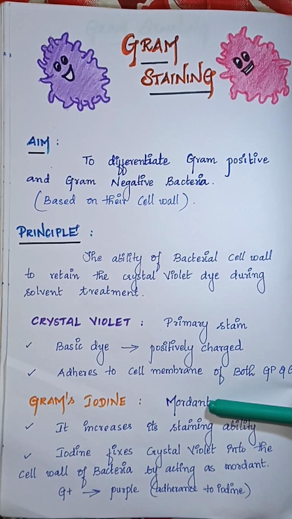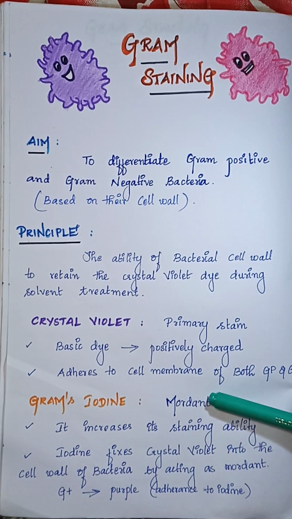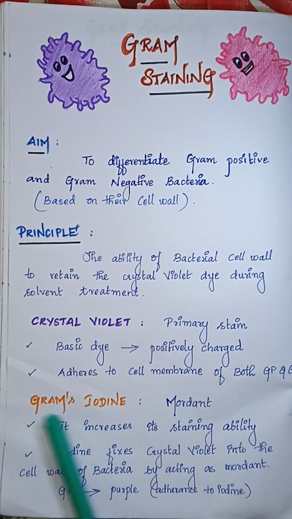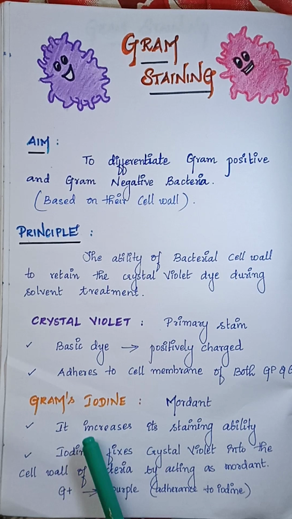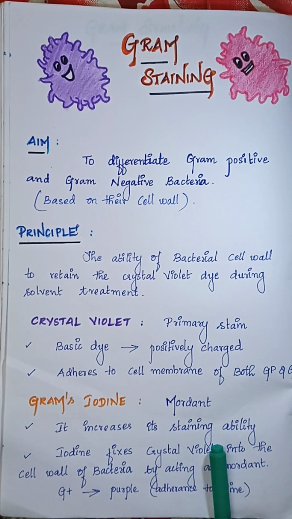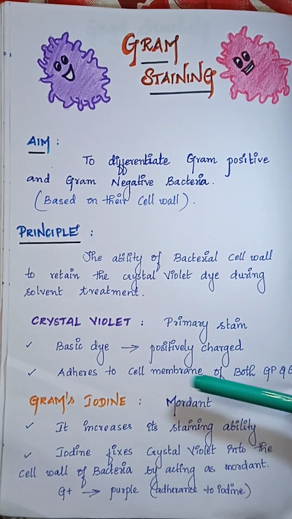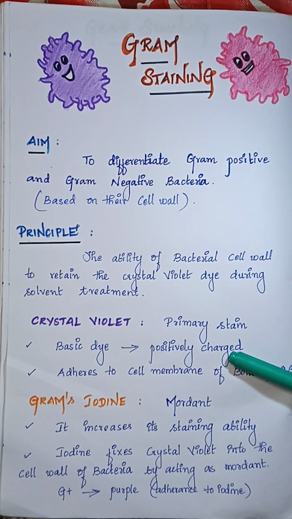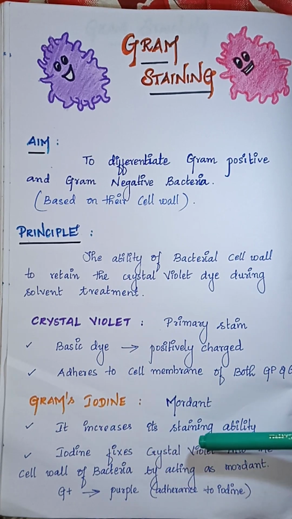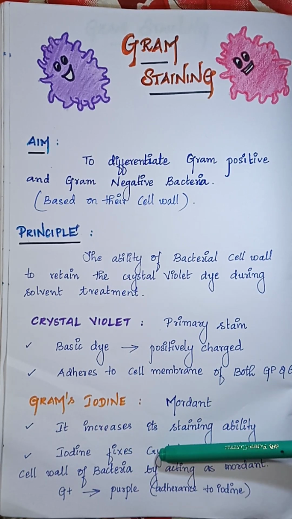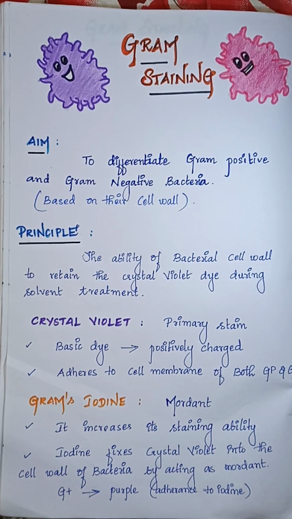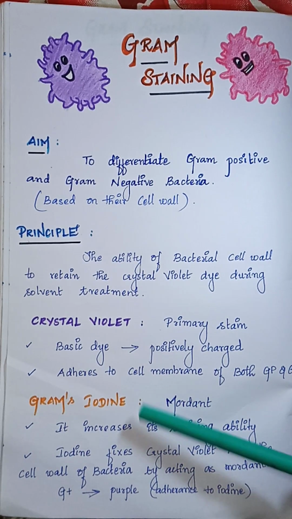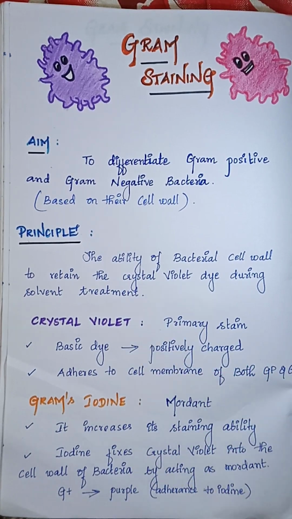Next we'll be using the mordant, which is called Gram's iodine. This Gram's iodine acts as a mordant which increases the staining ability. The iodine fixes the crystal violet into the cell wall of the bacteria by acting as a mordant. It's just a fixation agent.